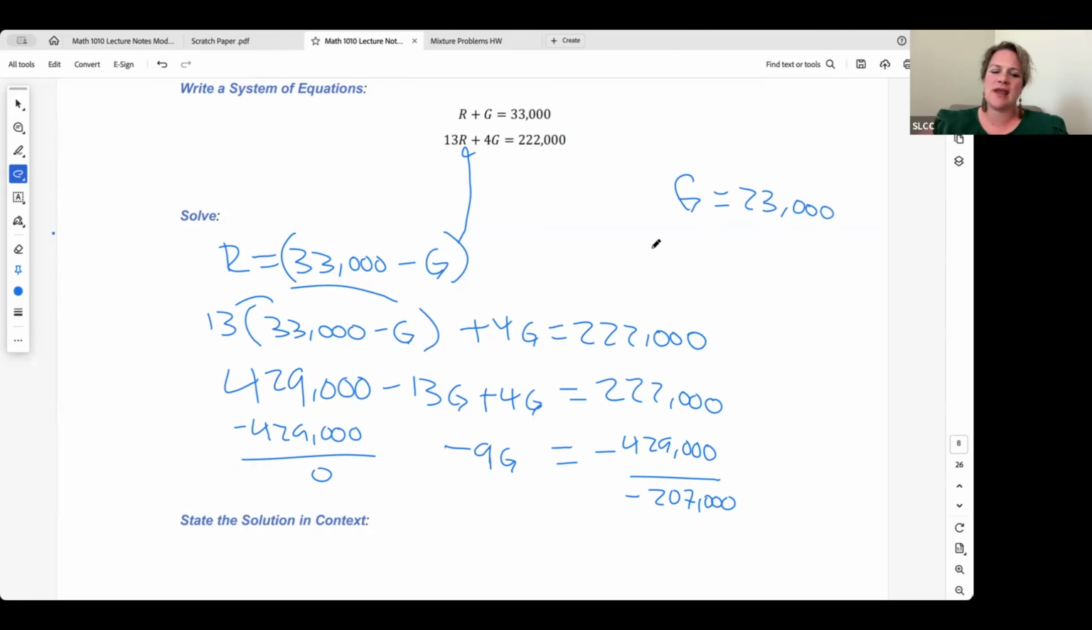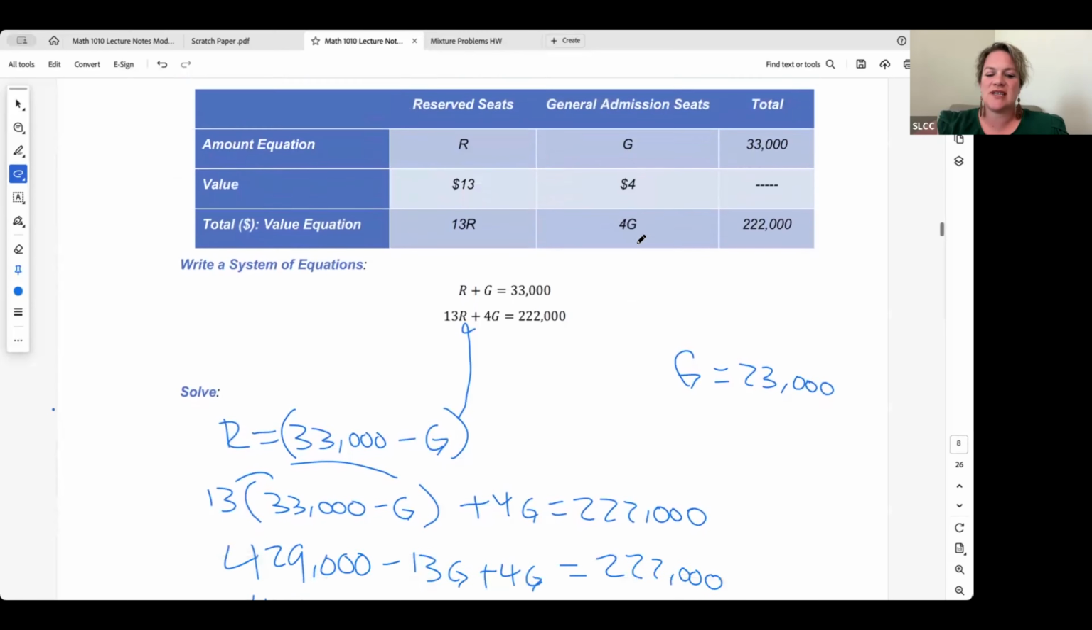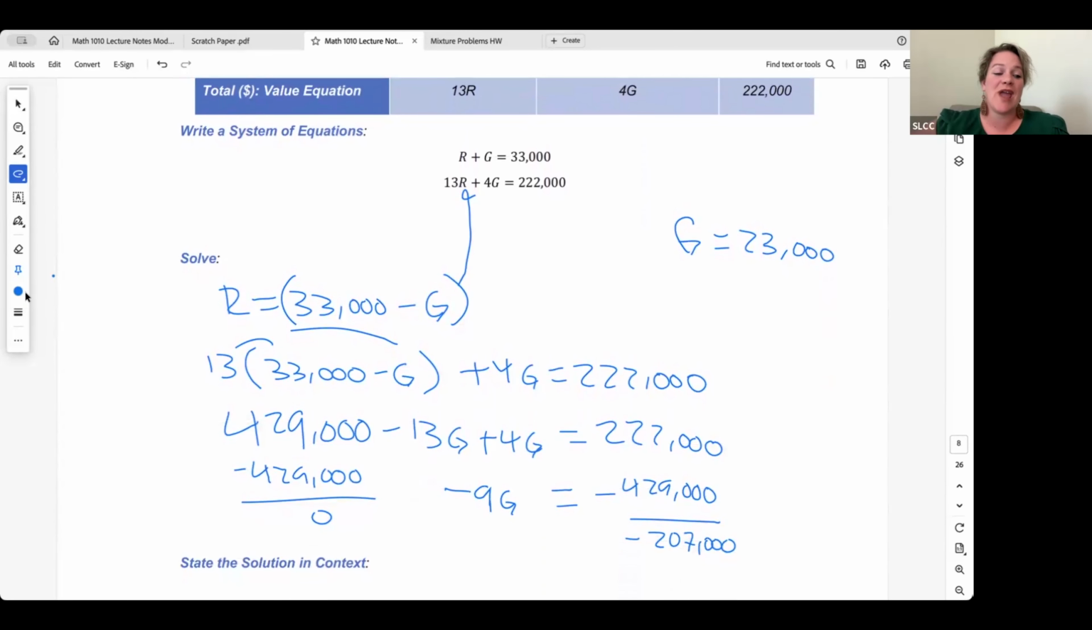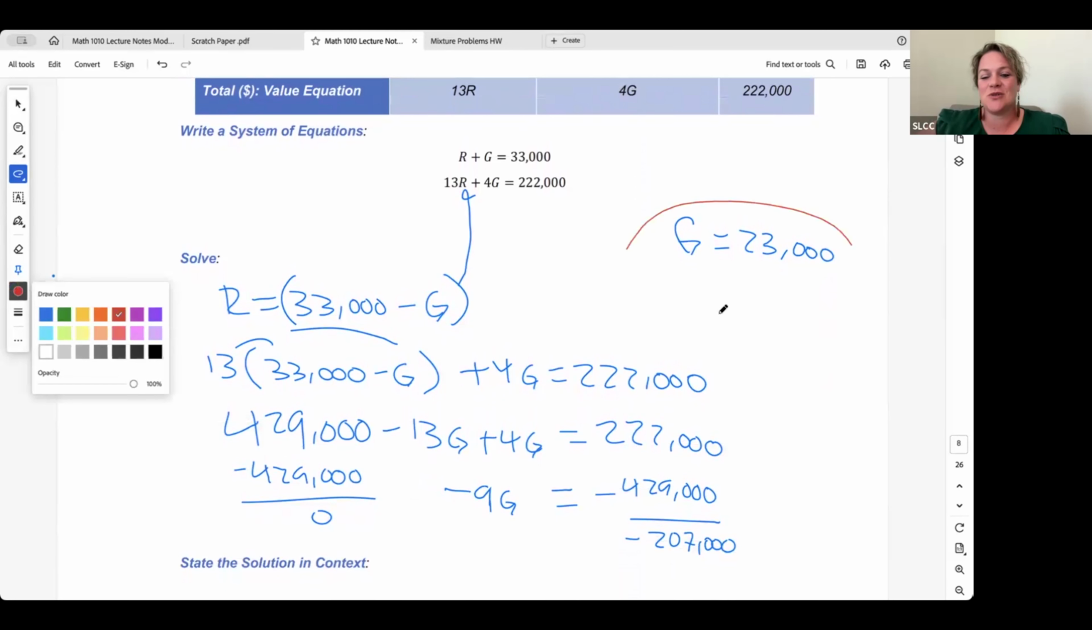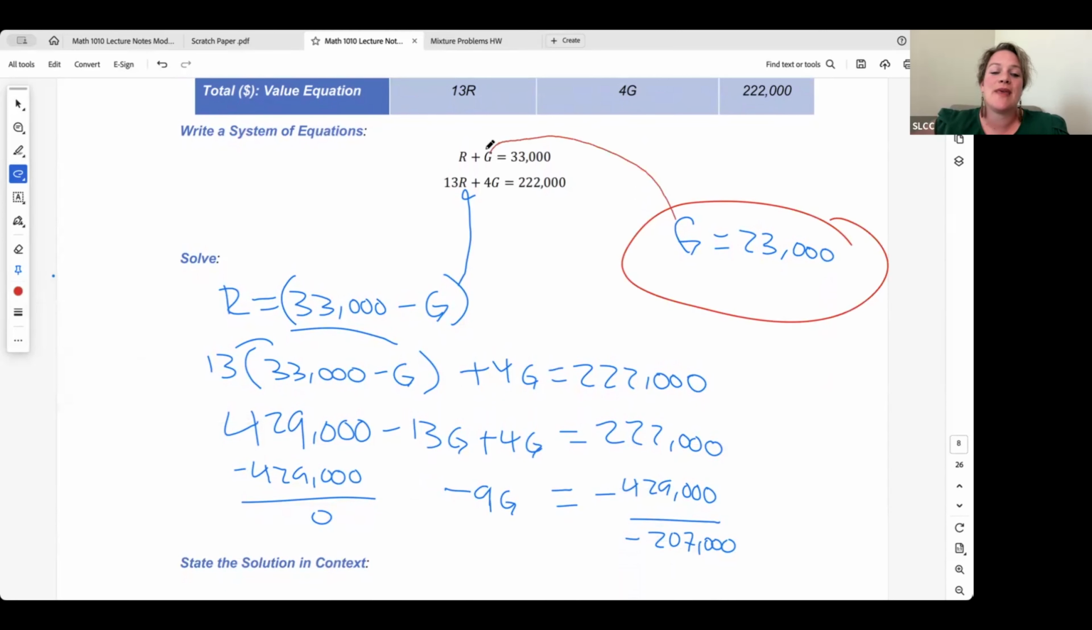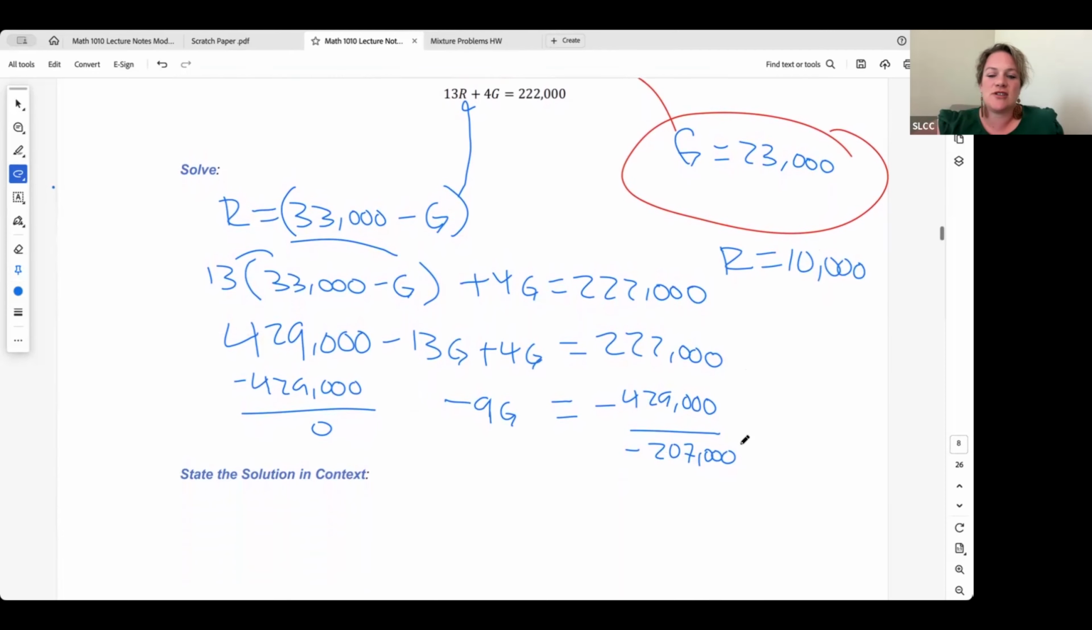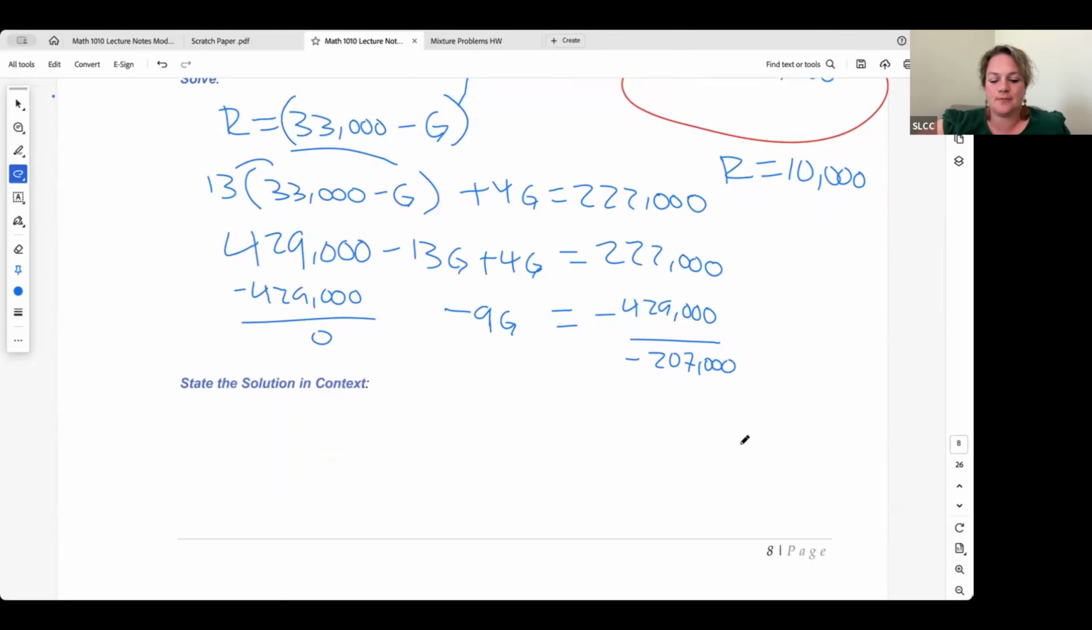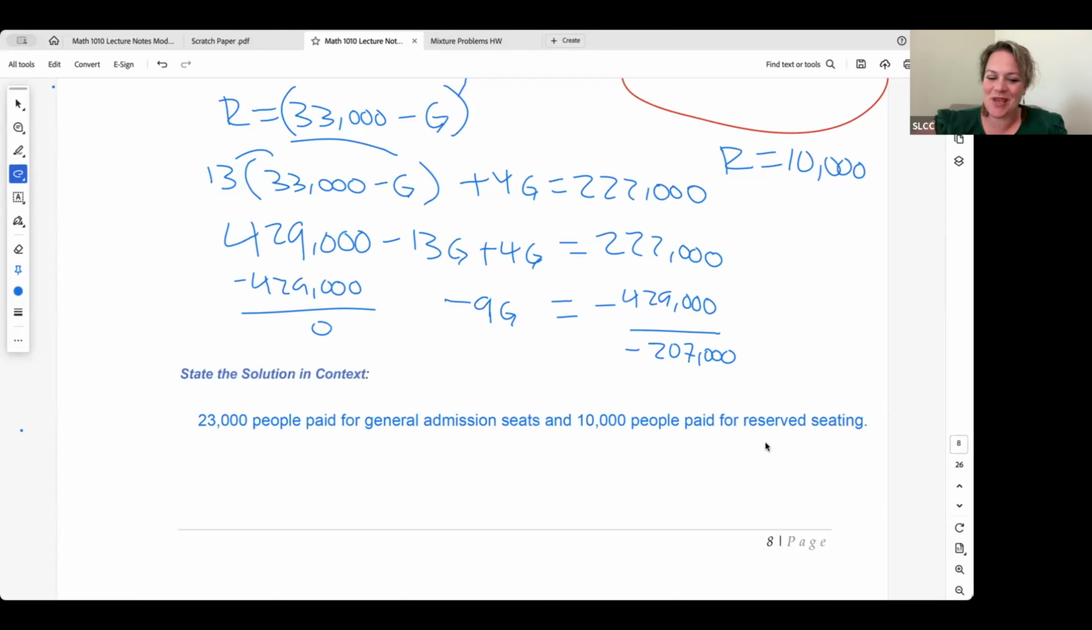How do I find how many of the reserved seats were sold? Well, the great thing about substitution is you can always plug this back into the original amount equation to solve for the other variable. So 33,000 minus 23,000, and you know that the reserved seats would then be 10,000. Okay. Then you state your solution in context. So 23,000 people paid for general admission seats and 10,000 people paid for reserved seating.